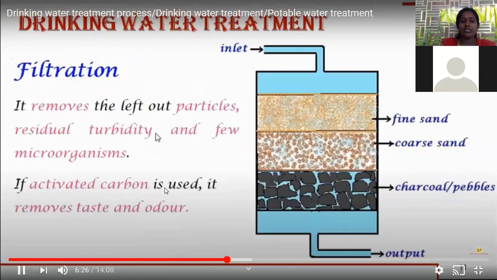And next we will see the filtration process. How can we filter the water? By using the sand bed filtration method. Here we have three layers of the sand bed. One is the gravel layer. Second is where coarse particles are present. Third is where fine particles are present.